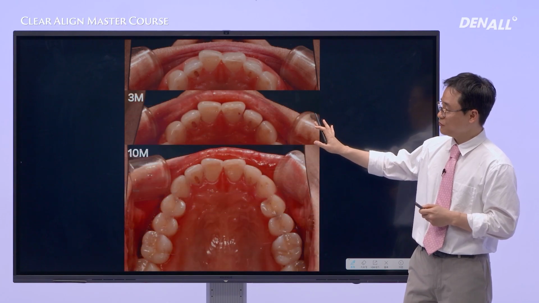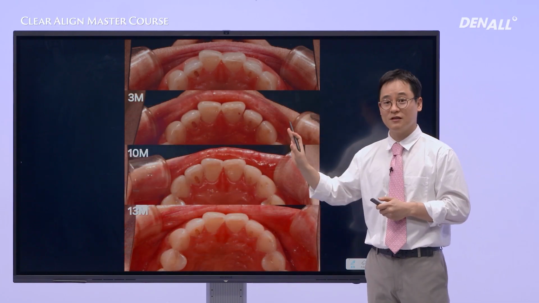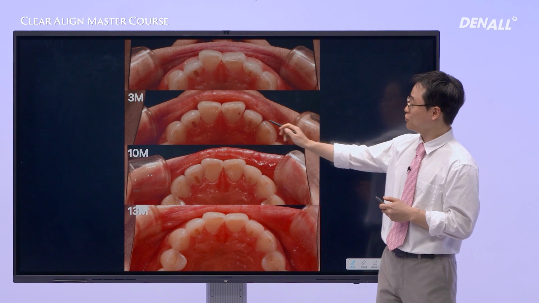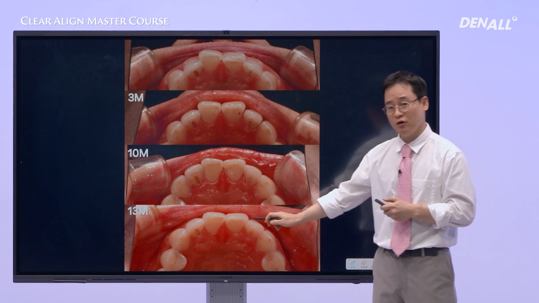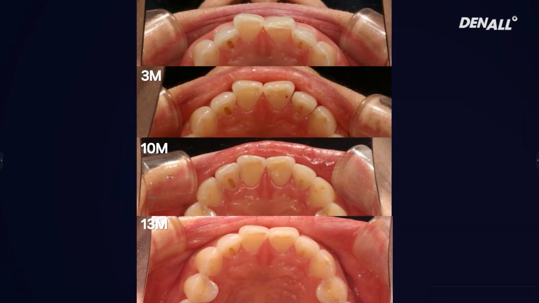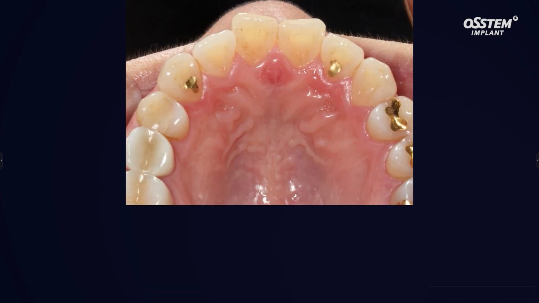So, in this case, even after 3, 10, and 13 months of treatment, there was little to no tooth movement, despite having enough space. In situations like this, before blaming the aligner, you need to ask why the teeth didn't move. In this case, the opposing teeth were blocking the movement, making it difficult for the planned movement to occur. That's why, whenever movement is insufficient, you must always check whether there is enough interproximal space, and whether the opposing teeth interfere with the movement.